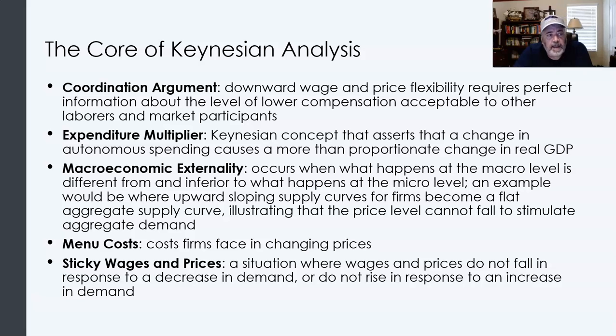So because of that, Keynes argues that prices and wages are not very flexible, even in the short run, specifically in the short run, and that it does not require perfect information. Nobody has perfect information. If that was the standard, we could never change prices and wages. So it doesn't require perfect information, but we have less good information about the level of compensation that laborers and other people in the market are willing to accept.